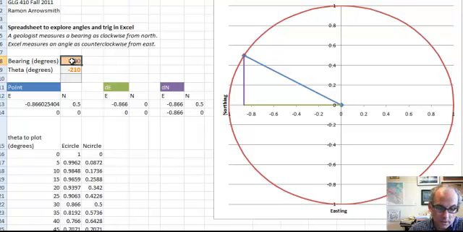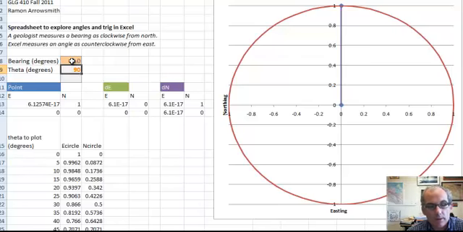So I encourage you to make a little spreadsheet like this that helps you think about the angles and make sure you get the right answer.